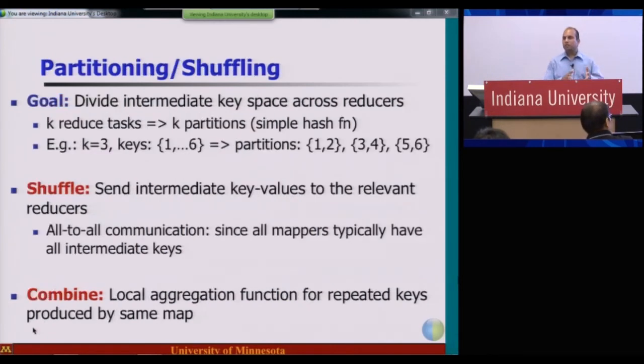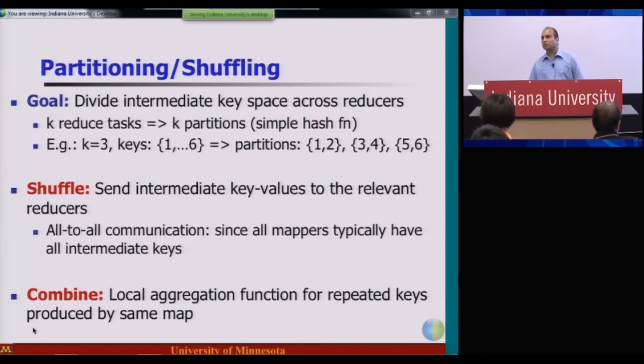So how do you move data from the mappers to the reducers? The goal here is to divide the intermediate data across the reducers in such a way that each key is sent to a single reducer. Because recall that the role of the reducer is to take all the values that were generated for each key and combine all of them. So all the data corresponding to the same key has to be sent to the same reducer.